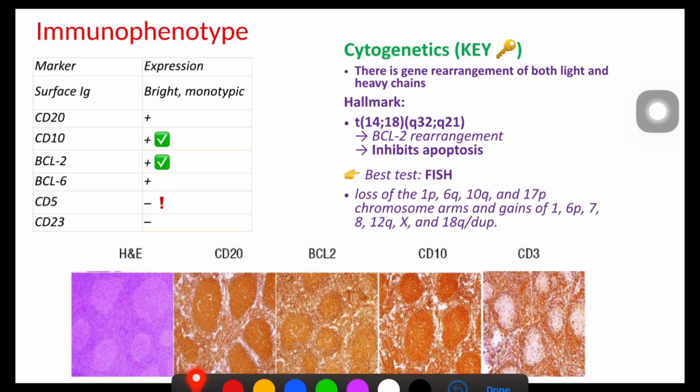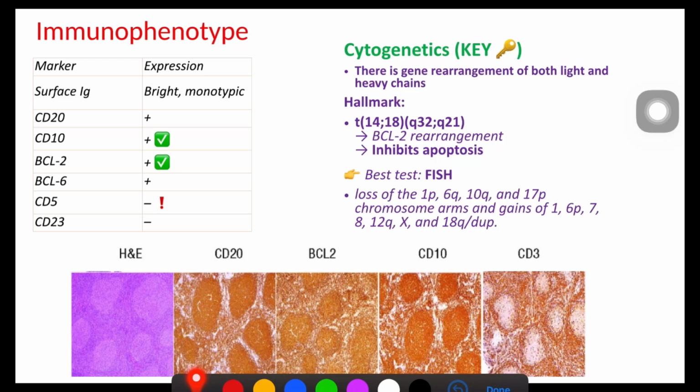Immunophenotypically, surface immunoglobulin is monotypic and bright. CD20, CD10, BCL2 and BCL6 are positive, and CD23 is negative. Cytogenetically, there is gene rearrangement of both light and heavy chain. The hallmark is t(14;18)(q32;q21) along with BCL2 rearrangement, which inhibits apoptosis.